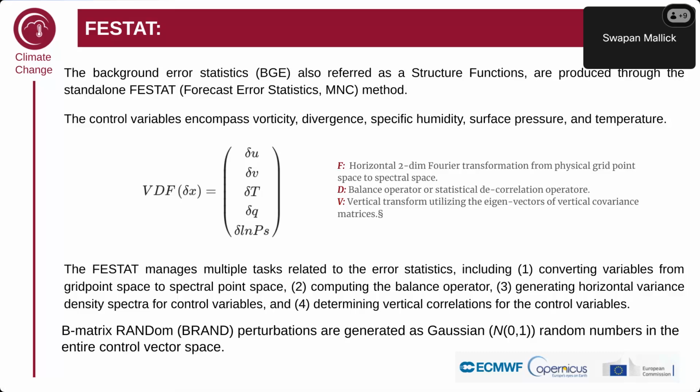Basically, this manages multiple tasks related to the error statistics, including converting variables from grid space to spectral space and determining the vertical correlation from the control variables. The B matrix is created by perturbation. The perturbations are generated using the Gaussian random perturbation method in the entire control space.